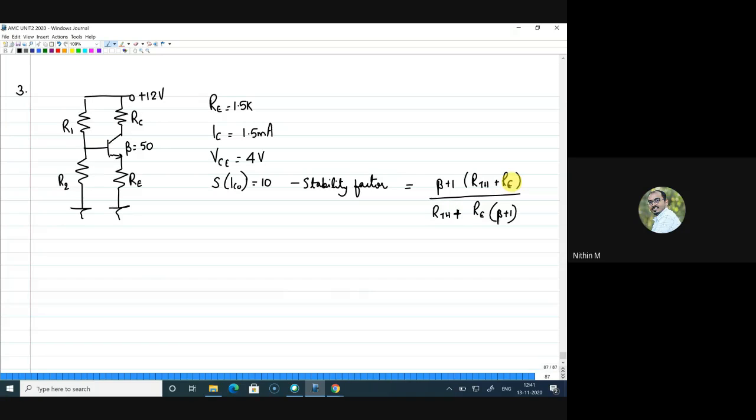All right, with all this data, how will you start? The question is to decide and design the values for R1, R2, RC and RE in such a way that the operating point should be the given VCE and IC, and the stability factor should be close to 10. So how to start the design?